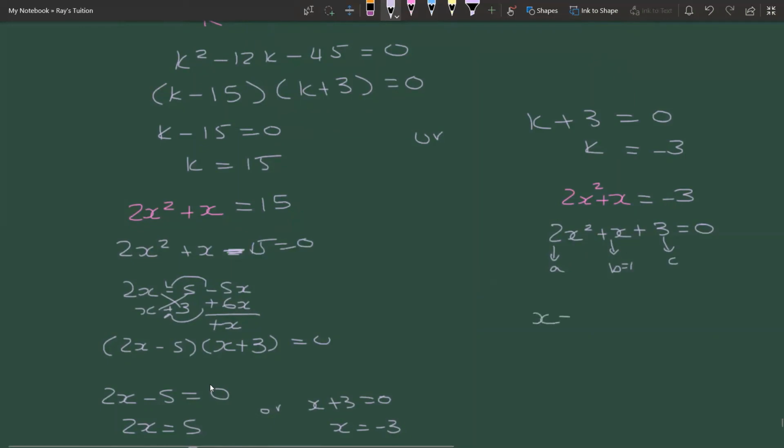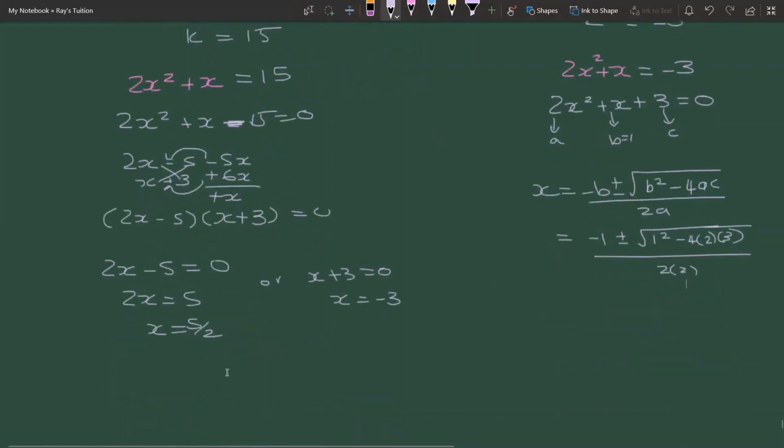So we have that x is equal to −b plus or minus the square root of b² − 4ac, all over 2a. So −b is −1, plus or minus the square root of 1² − 4 times 2 times 3, all over 2 times 2. So this here is equal to −1 plus or minus the square root of 1 minus 24, since 8 times 3 is 24, all over 4. So x is equal to −1 plus or minus the square root of −23, over 4.